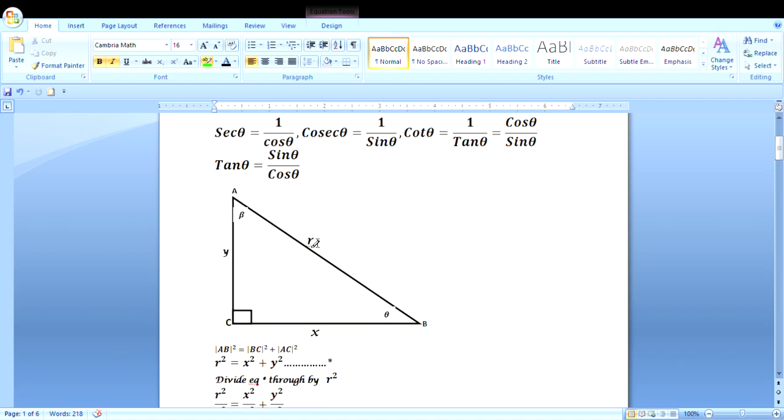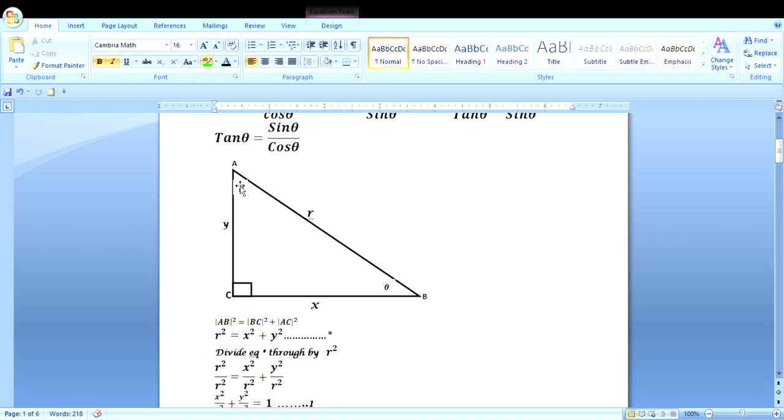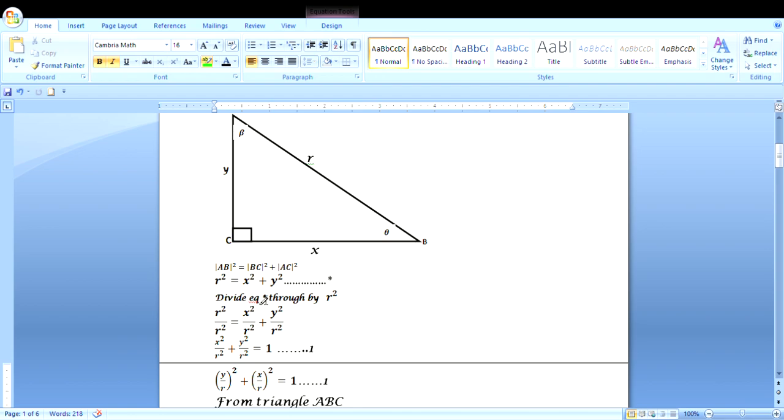This is the ratio. Now let's look at this diagram here. We have triangle ABC, and this is angle 90 here. The side facing the angle 90 here usually is referred to as the hypotenuse, which is represented by R here, where AC is represented by Y and BC is represented by X. This is Y axis, this is X axis.